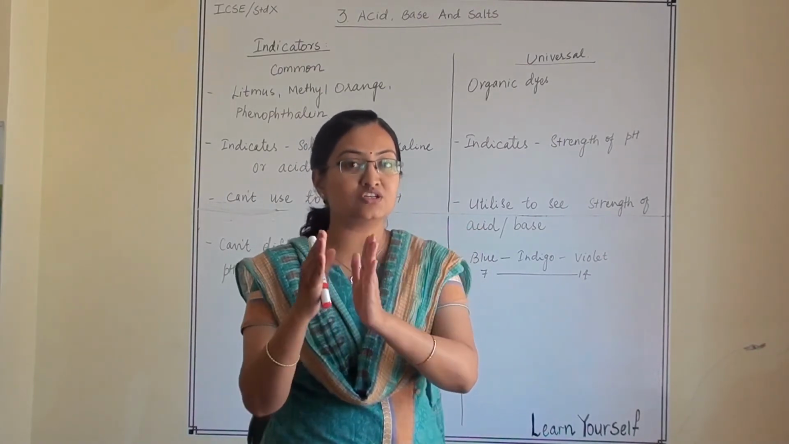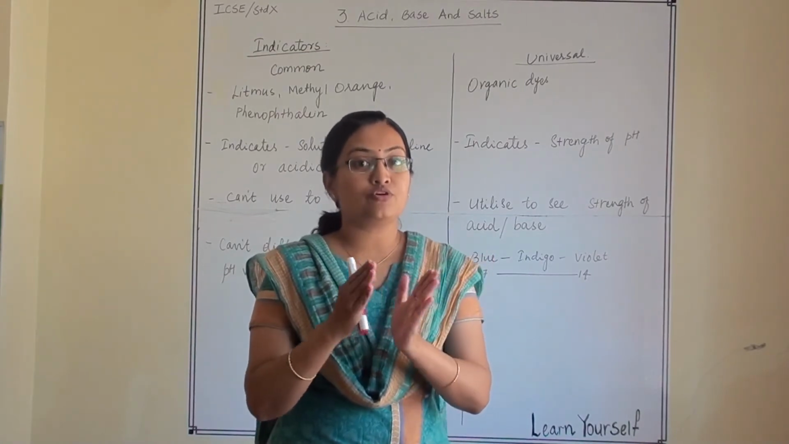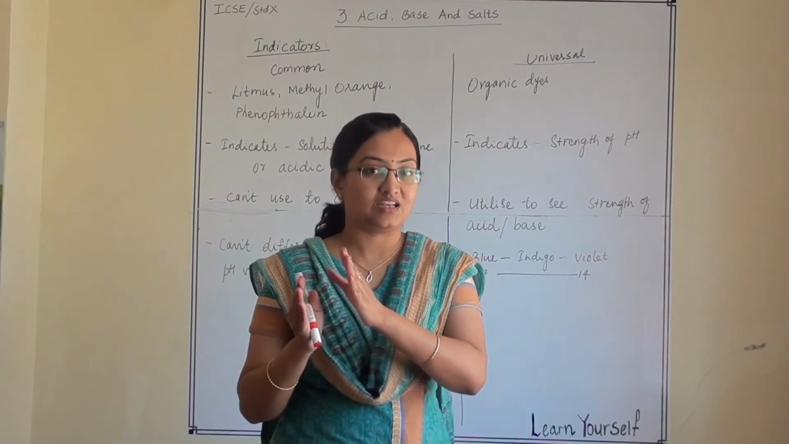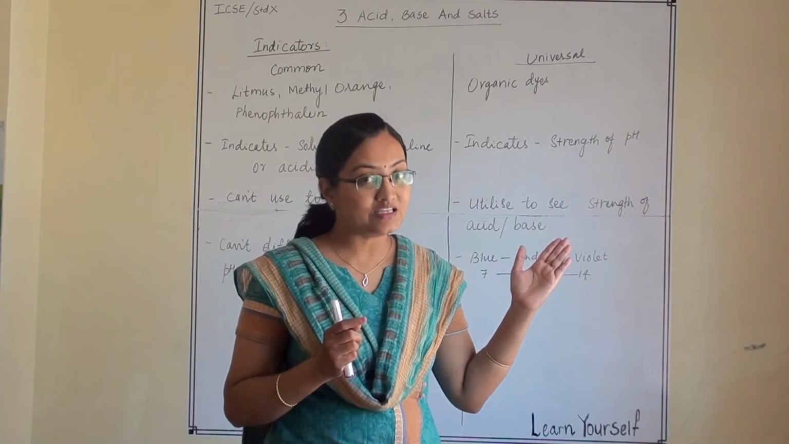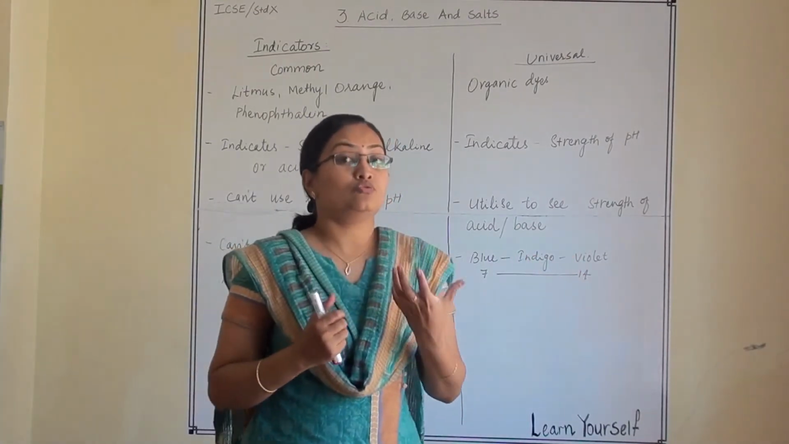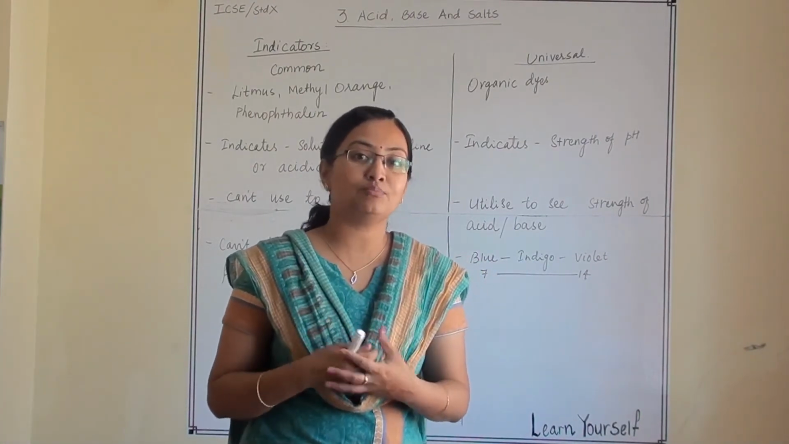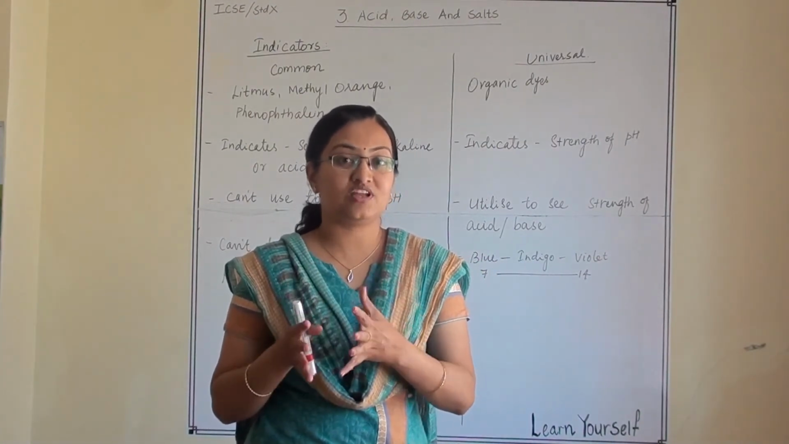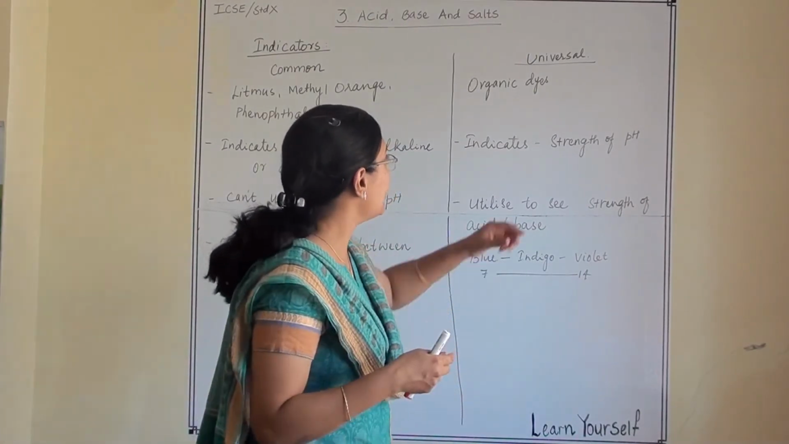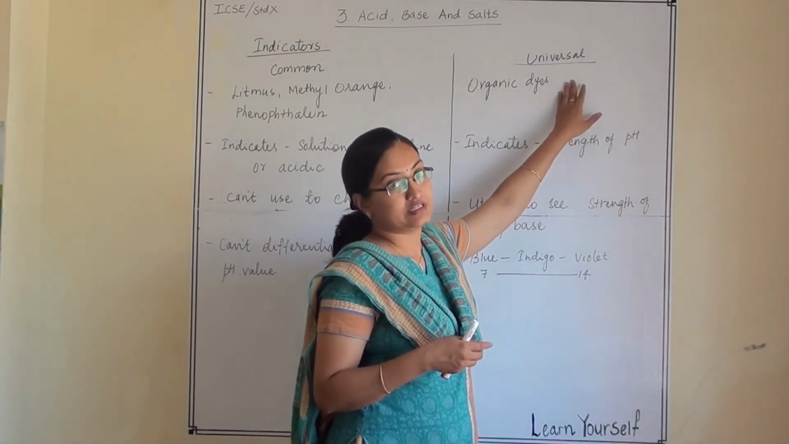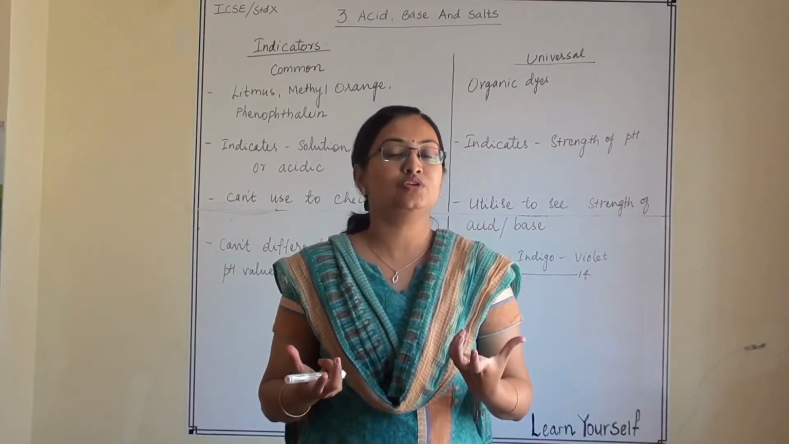As it goes near to 7, a neutral pH, the strength of the acid is decreasing, and as it goes from 7 to 1, the strength of the acid increases. Similarly for the base, if we want to know whether the strength of the base is more or less, whether it is a strong alkali or weak alkali, we will get to know that from the universal indicator. So this is the main basic difference between common indicators and universal indicators.